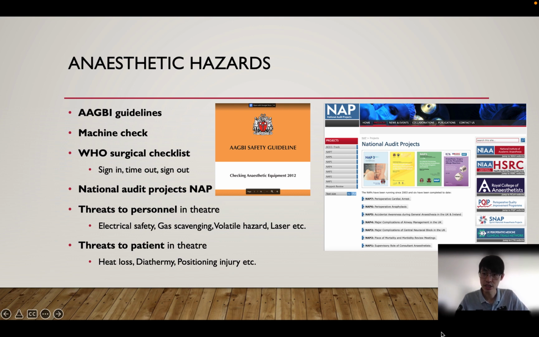Other hazards questions are threats to the theatre workers and patients, including electrical safety, scavenging, laser, heat loss, etc. Learn about these hazards and their respective precautions and the regulations.